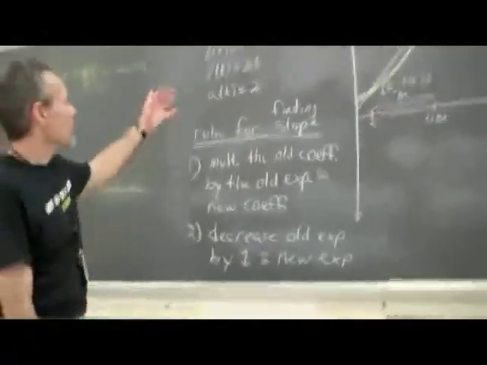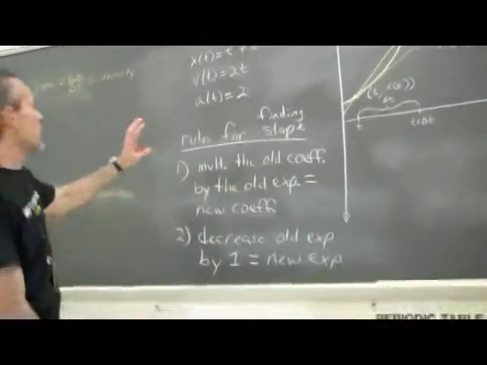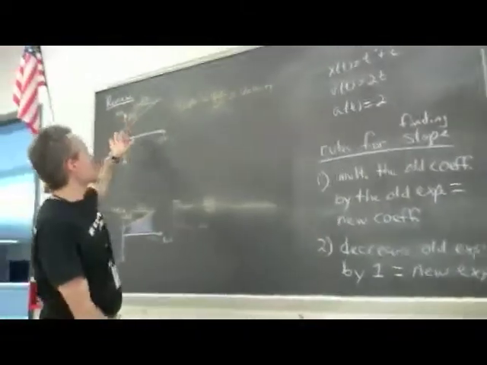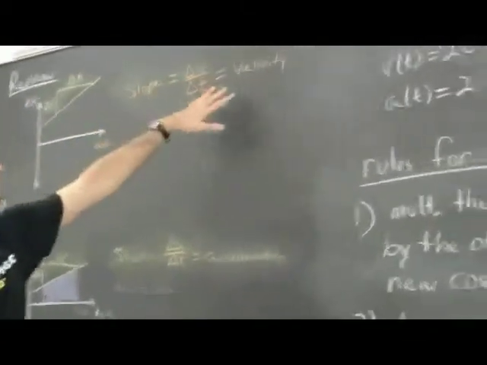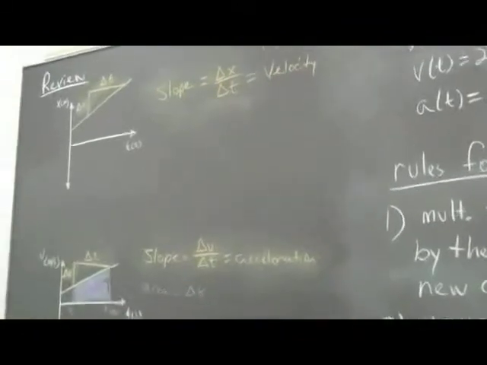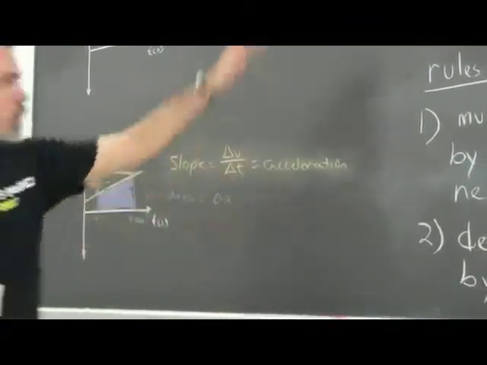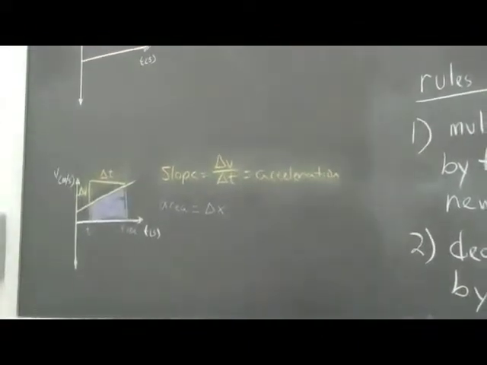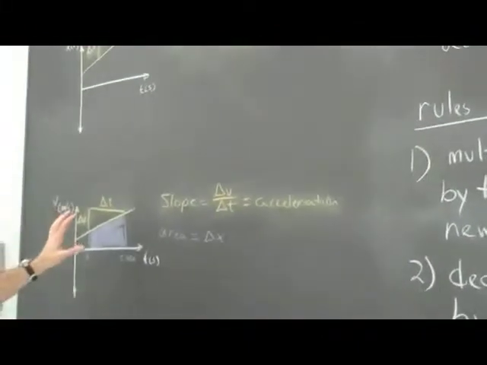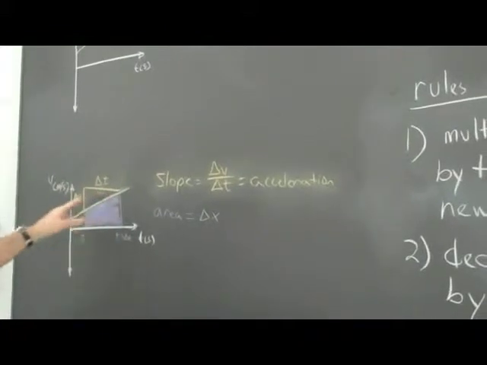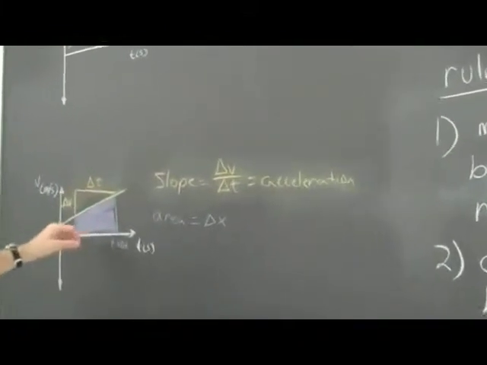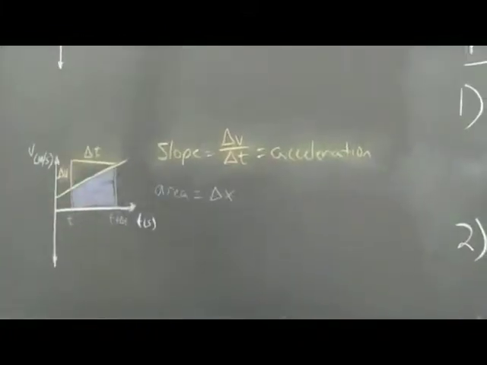Okay, so here are the rules for finding a slope, which is important because whenever you have a position time graph, the slope of that graph is velocity. Or if we have a velocity time graph, the slope is acceleration. So those are the rules that we're going to follow. But remember, if we have a velocity time graph, there's something else that's important about it, and that's the area. The area of this graph gives us the position.